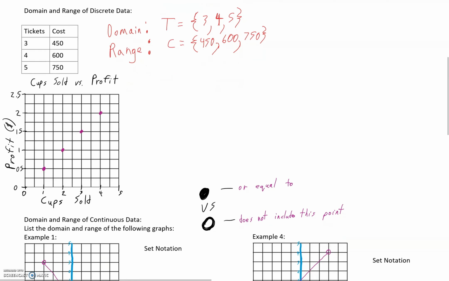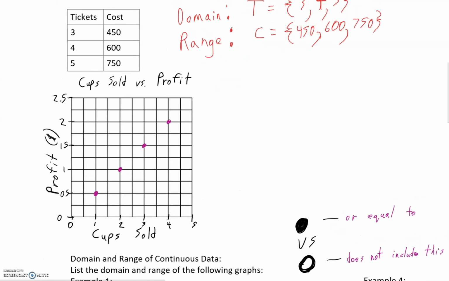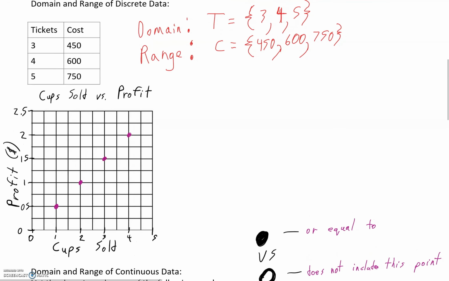All right, taking a look at this second set of discrete data, I would recommend you try writing this out yourself. Pause the video now and try it yourself. Okay, basically same sort of thing. Domain is always our x variables. So it's going to be our cups sold. Whoops, cups. Okay. Whereas our profit is always going to be our y variables. So that's going to be our p.